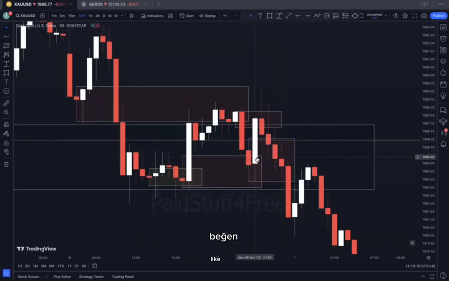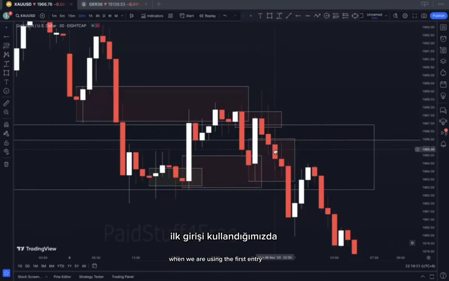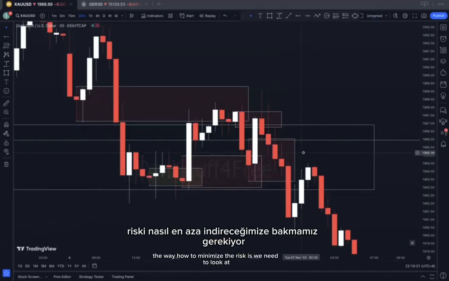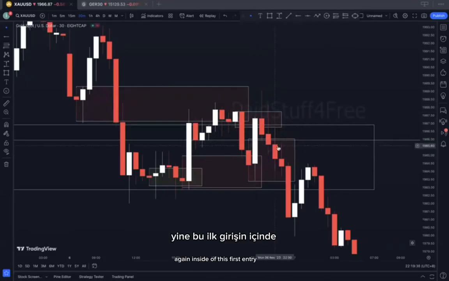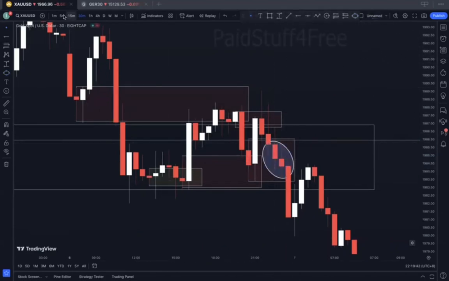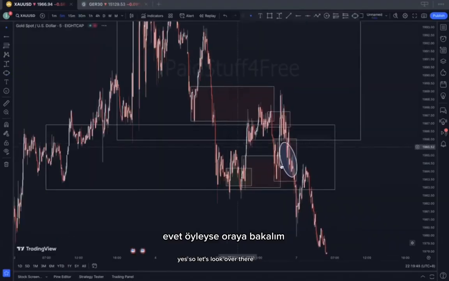And we need to understand that when we are using the first entry, it is high risk. But how do we minimize the risk? The way to minimize the risk is we need to look again inside of this first entry, which is we need to look for a confirmation entry somewhere around here. So let's look over there.